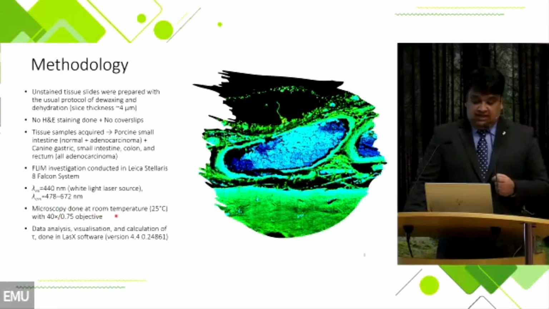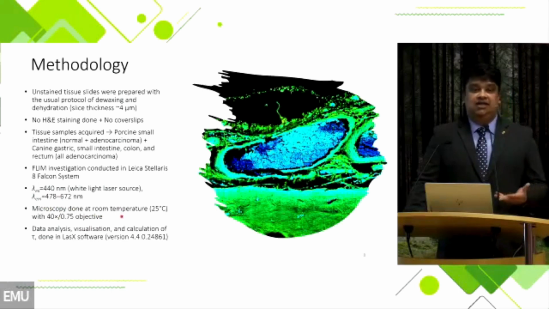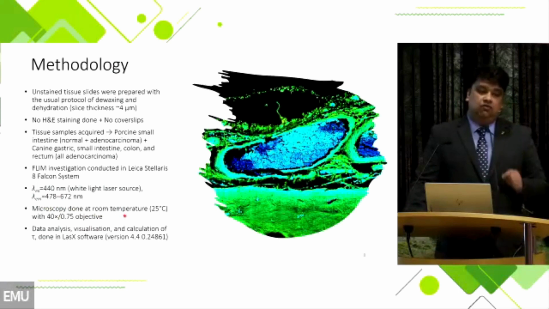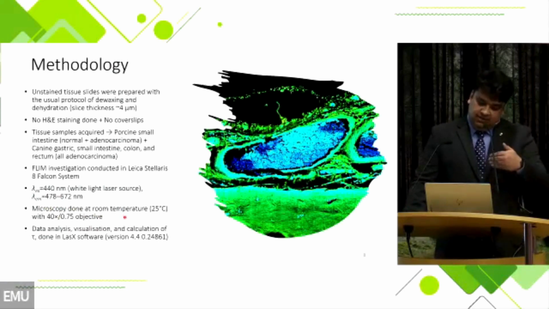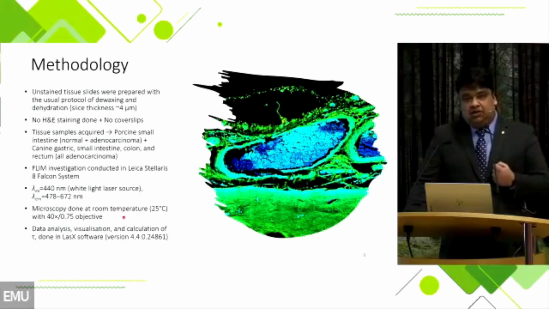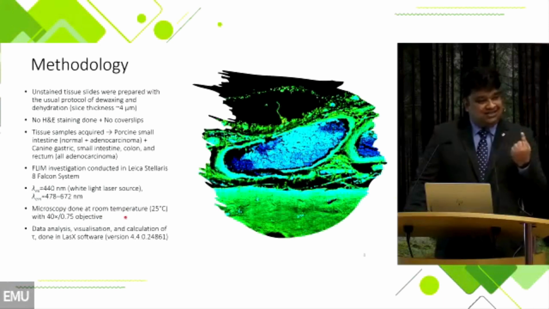The microscopy was done at room temperature because there was no need. These are fixed tissues, which we have already got, so there is no need for having it at 37 degrees centigrade or any higher temperature. Plus, there is another thing. We were measuring the tau, the fluorescence lifetime. And I have said it repeatedly that fluorescence lifetime is dependent on the localized environmental pH. What I did not tell you is that this tau is also dependent on the localized temperature.